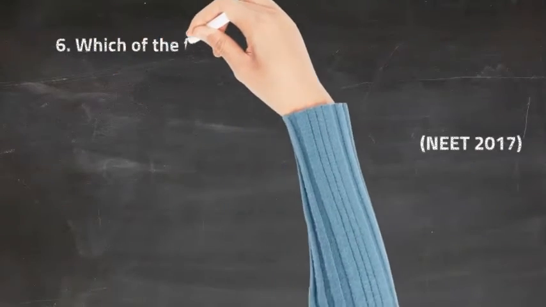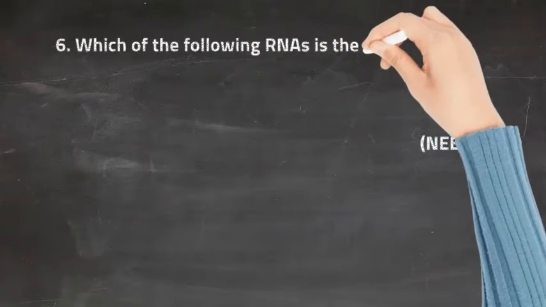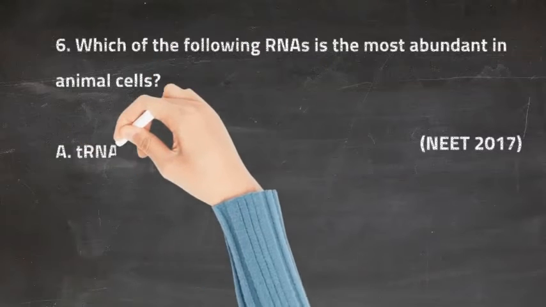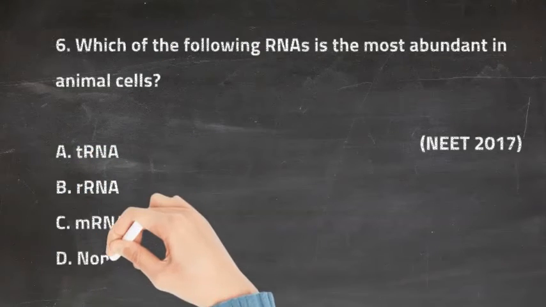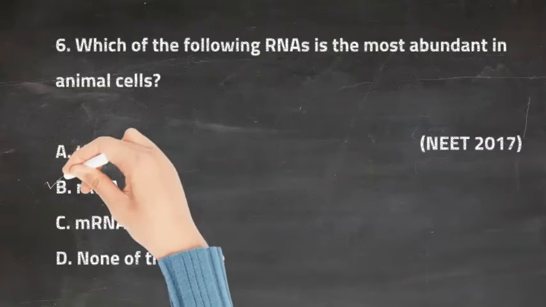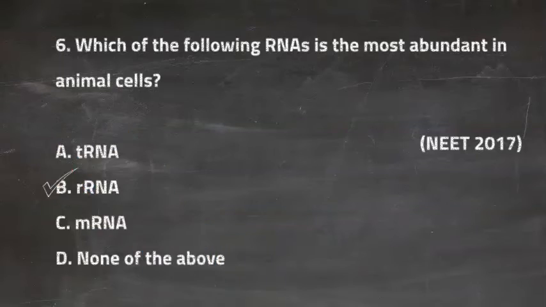The sixth question is, which of the following RNAs is the most abundant in animal cells? So the first option is tRNA, the second option is rRNA, the third option is mRNA, and the last option is none of the above. So the right answer for this question is option B, and that is rRNA.